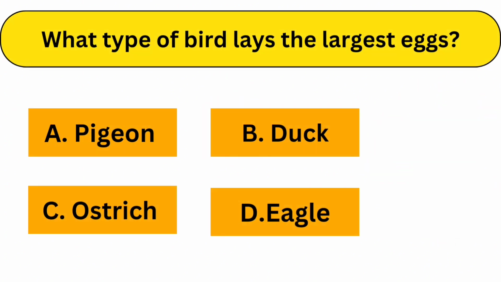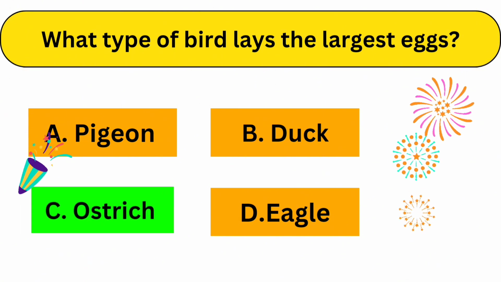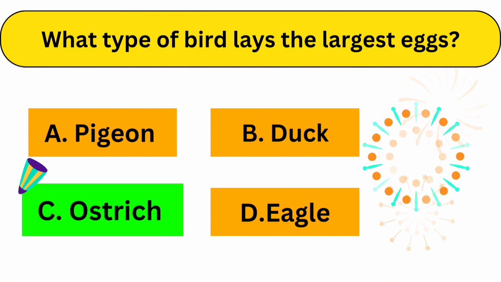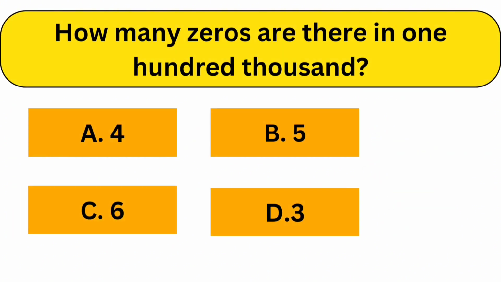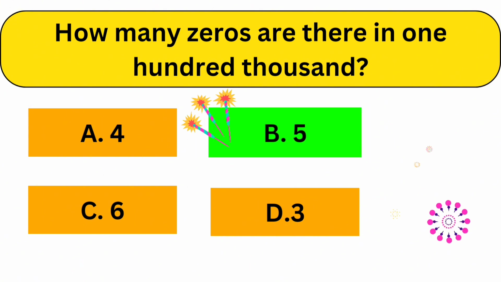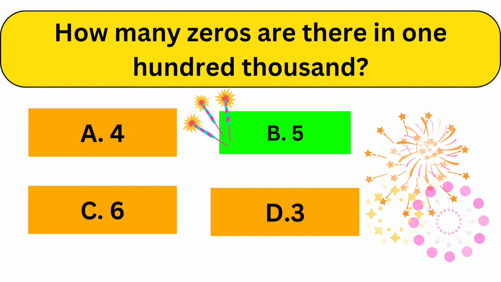What type of bird lays the largest eggs? The right answer is C. How many zeros are there in 100,000? The right answer is B.